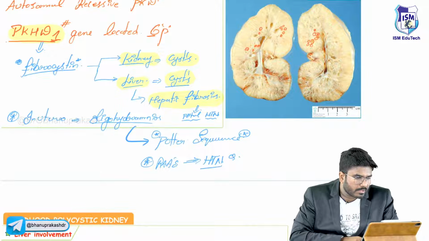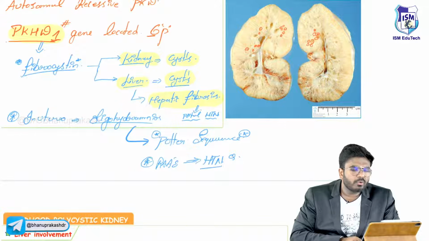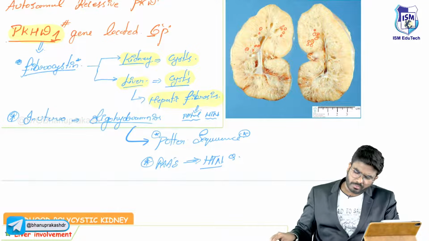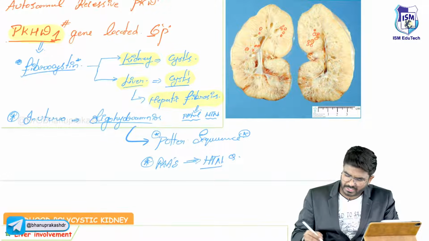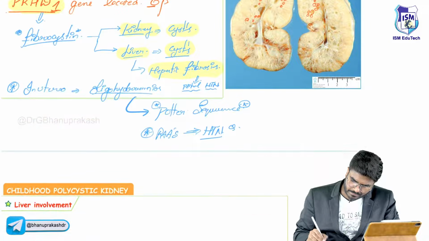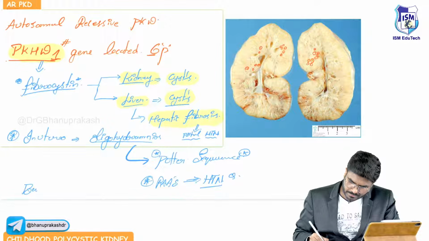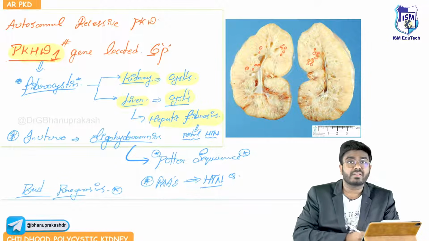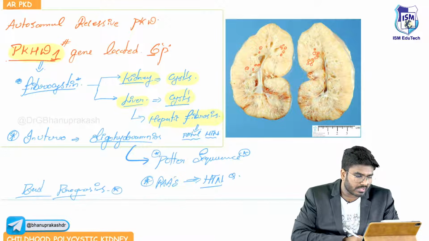Okay. So after this, what else should you know? I have explained everything. Next, is it going to be a good prognosis or a bad prognosis for this autosomal recessive polycystic kidney disease? Prognosis is bad, sir. Not a good prognosis, bad prognosis, sir. Especially if the liver is involved, there will be a bad prognosis.